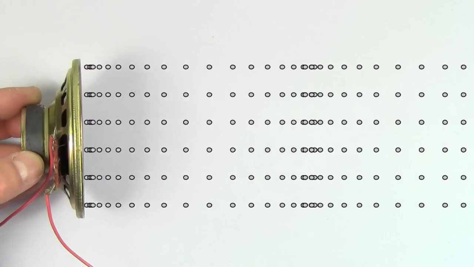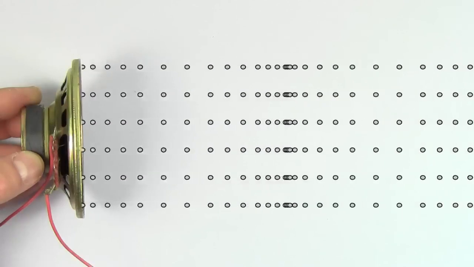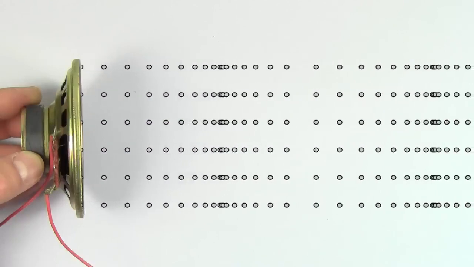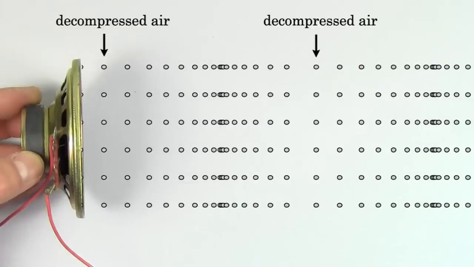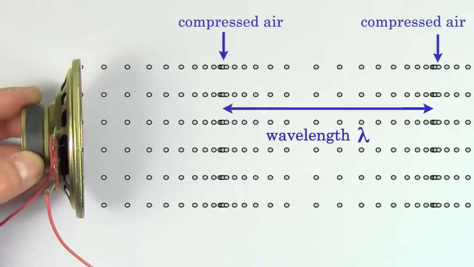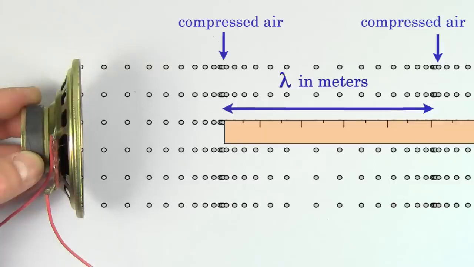The idea of a wavelength is that when this sound is traveling through a region of air, the air molecules will be compressed close together in some regions and spread far apart from each other in other regions. If you find the distance between two compressed regions, that would be the wavelength of that sound wave. Since the wavelength is a distance, we measure it in meters.